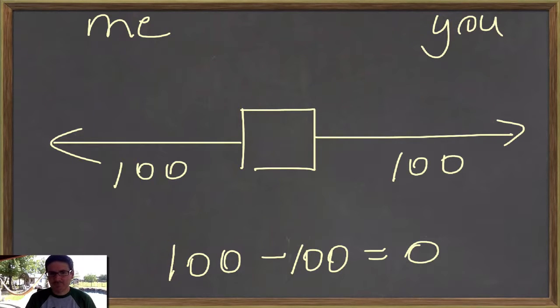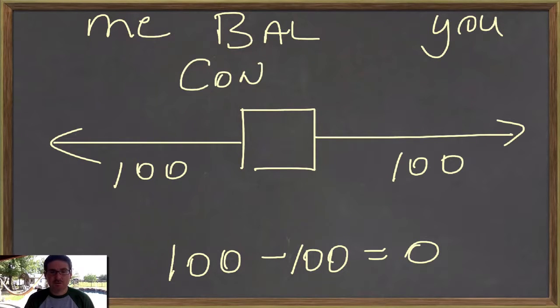Is that a balanced or unbalanced force? Balanced forces are always a net force of 0. So it's balanced. What's that tell me about my motion? My motion is going to be constant. Now, it doesn't mean I'm not going to be moving. It just means my speed is not going to change and my direction is not going to change either.